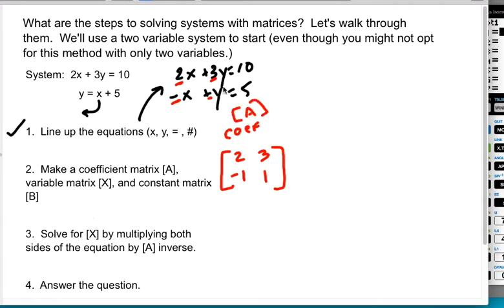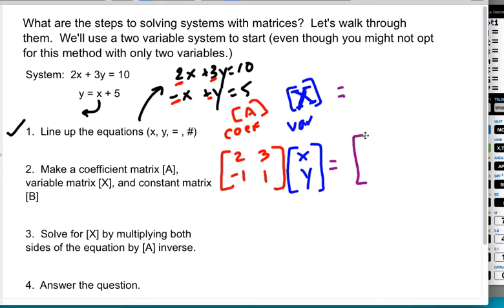Then I'm going to make a variable matrix. Well, that's going to be the variables in the same order they were written in, but going down. So that's going to be my variable matrix, okay? And I'm going to call that X, variable. And usually when you see this in a textbook, they make it clear that this is not the same x as the variable by making it the serif kind of x with the Roman numeral kind of looking thing, right? And then on the other side, I'm going to say that that equals my constant matrix, which is going to be a 10 and a 5. Okay, and that's my constant matrix, and we usually use B for that, okay?